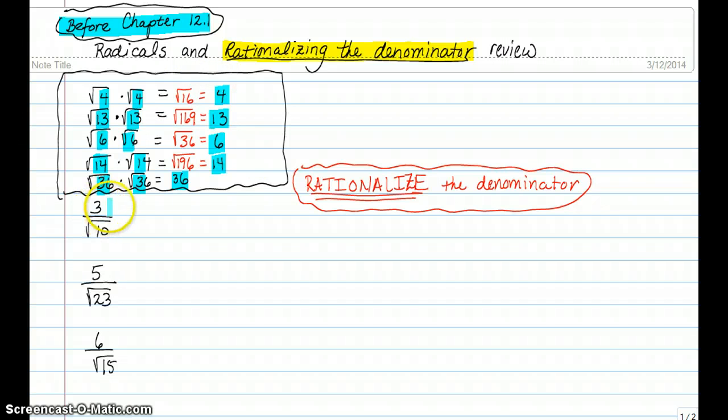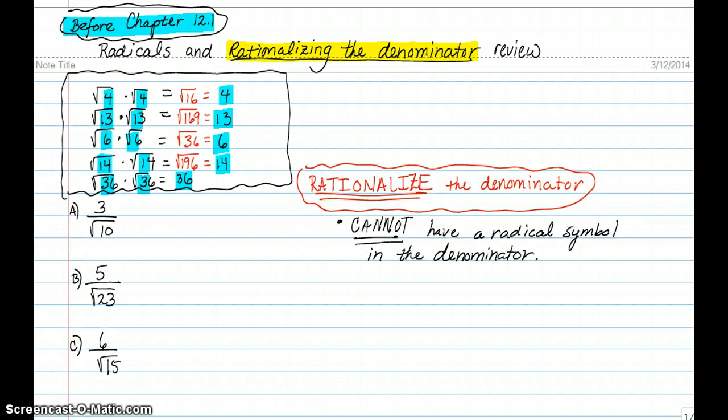So in A we've got 3 over the square root of 10. Well, you can never have a radical symbol in the denominator. So in order to not have a radical symbol in the denominator, you have to take the square root of 10 times the square root of 10, which will give you 10. Square root of 100 is what it comes out to.